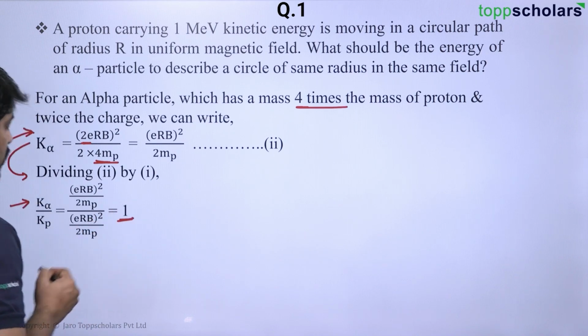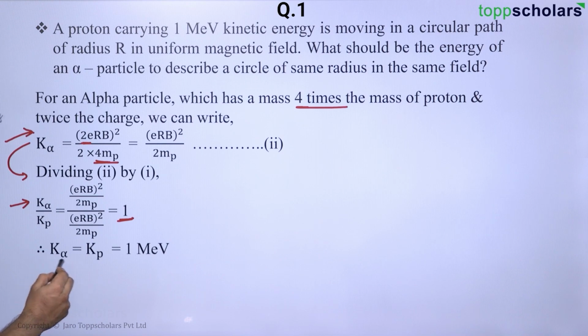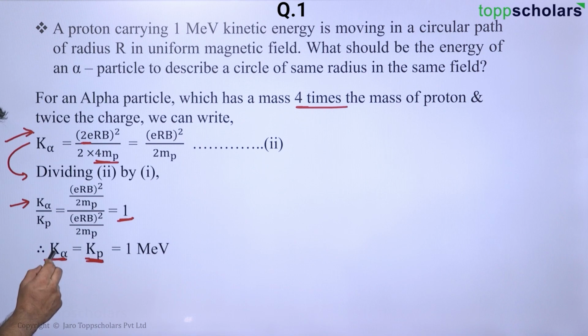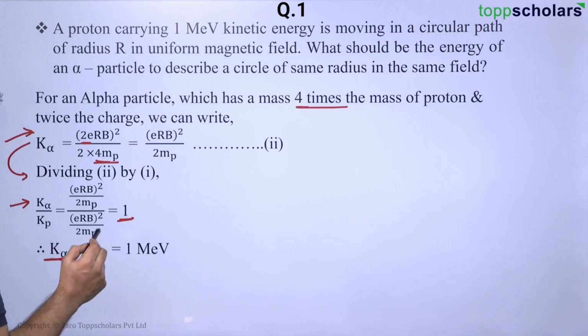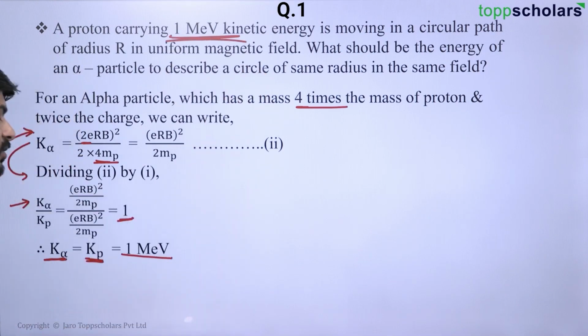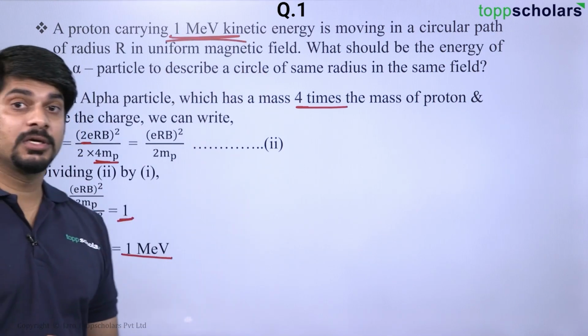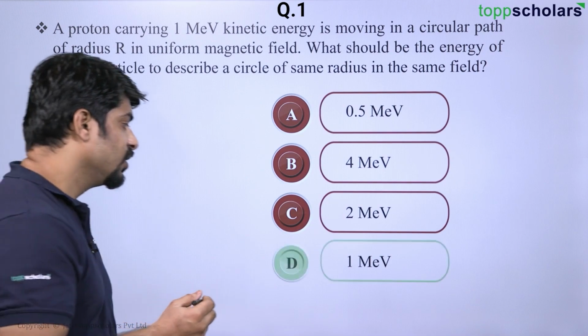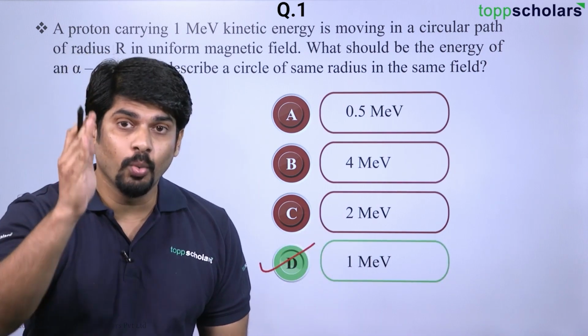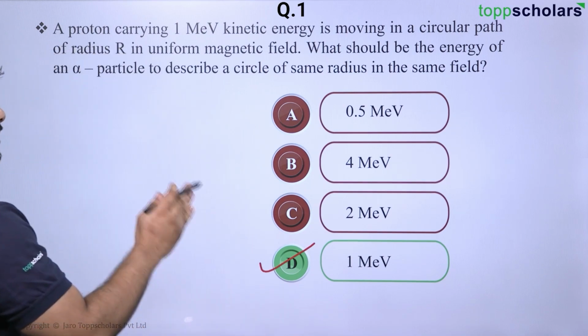We get 1 only. That means what? K alpha is equal to Kp. The kinetic energy of alpha should be equal to the kinetic energy of proton, and it is 1 mega electron volt that is given over here. So, therefore, the correct answer in this question is going to be option D, that is 1 mega electron volt. Okay, so that is the correct answer.